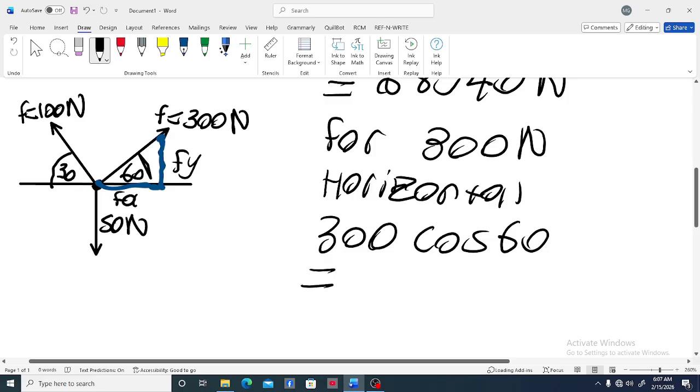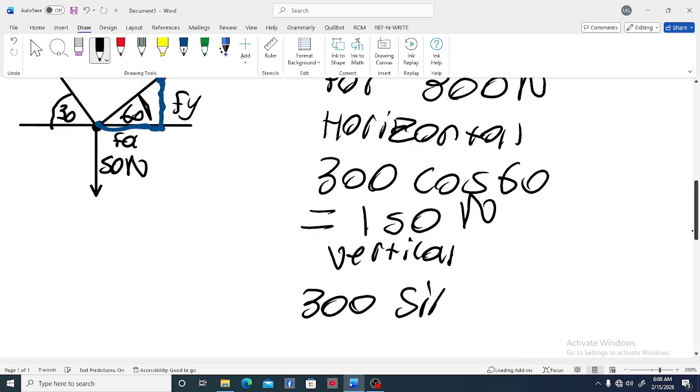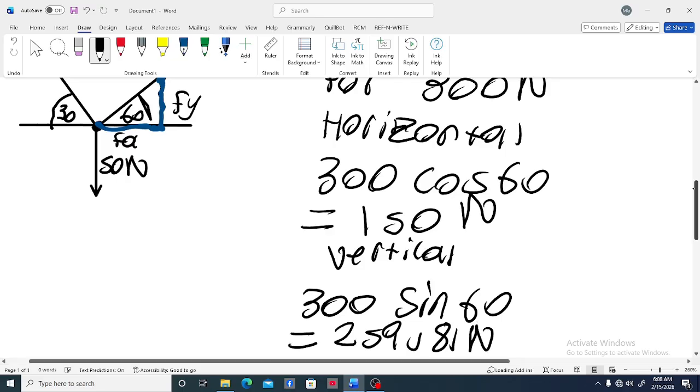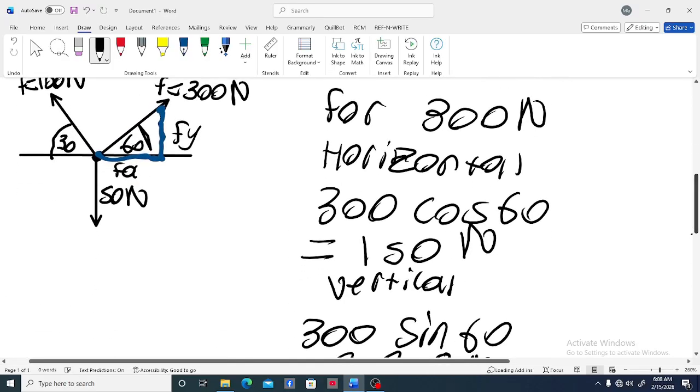I'm just going to say 300 cos 60, right? 300 cos 60 is just going to give us a force of 150 newtons. So the vertical component of the 300 newton force is going to be what? For the vertical component, you just say 300 sine 60. What is the answer? On my calculator, I'm getting 259,81 after rounding off to 2 decimal places. That's how you get the vertical and horizontal component.